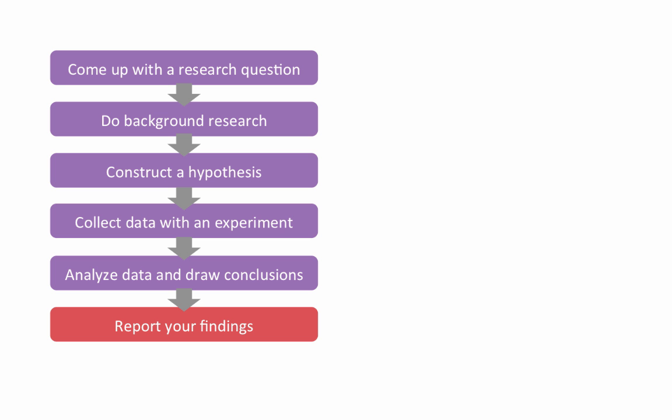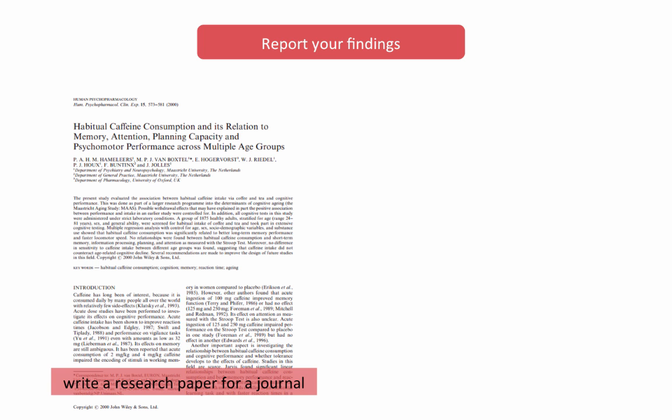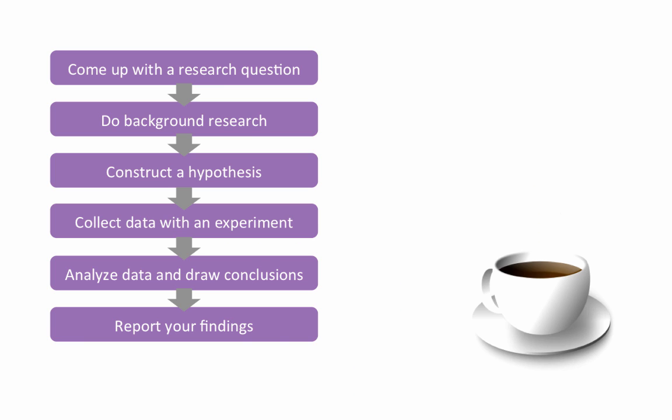And then finally, we come to the last step, which is to report our findings. And the way we do this is either writing a research paper to submit to a journal, or we do a presentation at a conference, or maybe we do both. Okay, so that's it. Just to review the 6 steps: come up with a research question, do background research, construct a hypothesis, collect data with an experiment, analyze the data and draw conclusions, and then the last one, don't forget to report your findings.